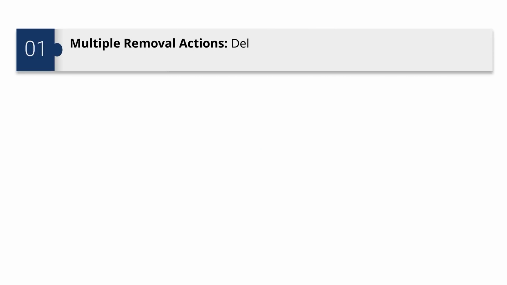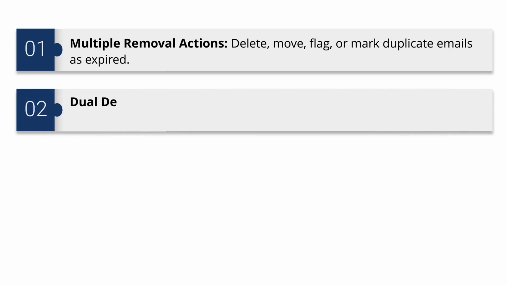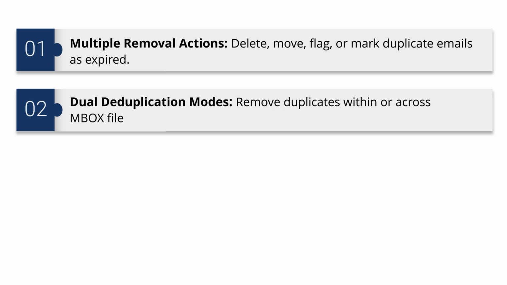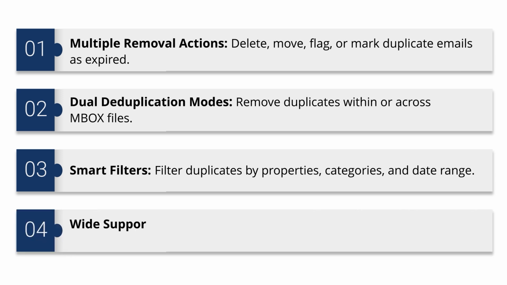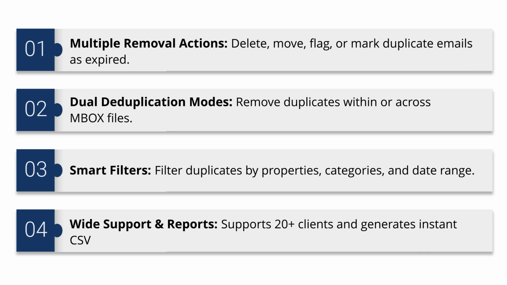Multiple removal actions: delete, move, flag, or mark duplicate emails as expired. Dual deduplication modes: remove duplicates within or across MBOX files. Smart filters: filter duplicates by properties, categories, and date range. Wide support and reports: supports 20+ clients and generates instant CSV reports.